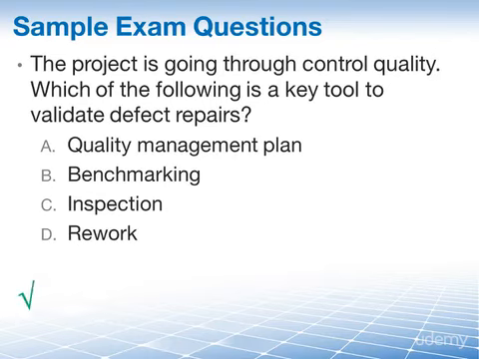The answer is, of course, C, inspection. Inspection is a key tool in control quality, as it is used to determine if the product conforms to the documented standards, and it provides validation that the product was built as intended and without defect repair needs. The quality management plan is used to establish the standards and how to achieve them. Benchmarking is a tool used in the Perform Quality Assurance process, and rework is only necessary when products are not built correctly.